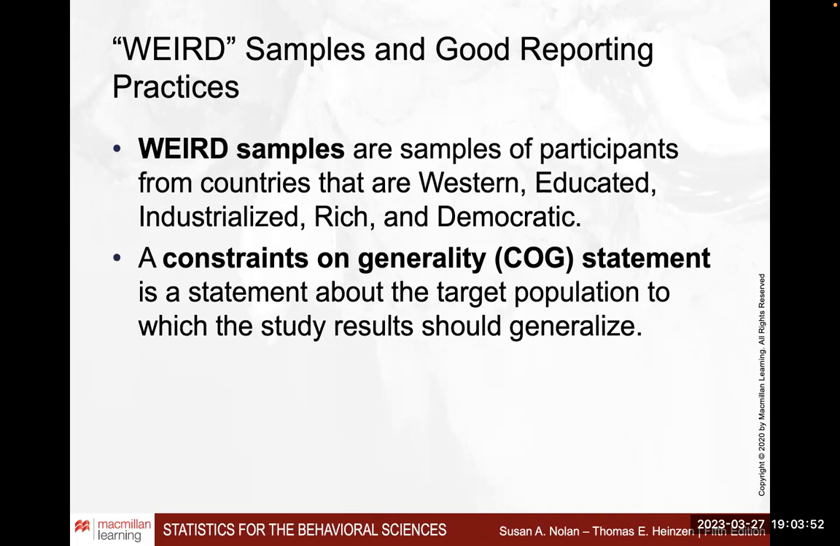So it basically goes in the direction of socioeconomic differences, and socioeconomic disparities will make certain comparisons not generalizable. Therefore, Noren and Heinz are restating a call for including constraints on generality statements. That basically is a statement about the target population, that generalization needs to be treated cautiously, because they are samples that come from Western, educated, industrialized, rich, and democratic countries and may not apply to every region in the world.